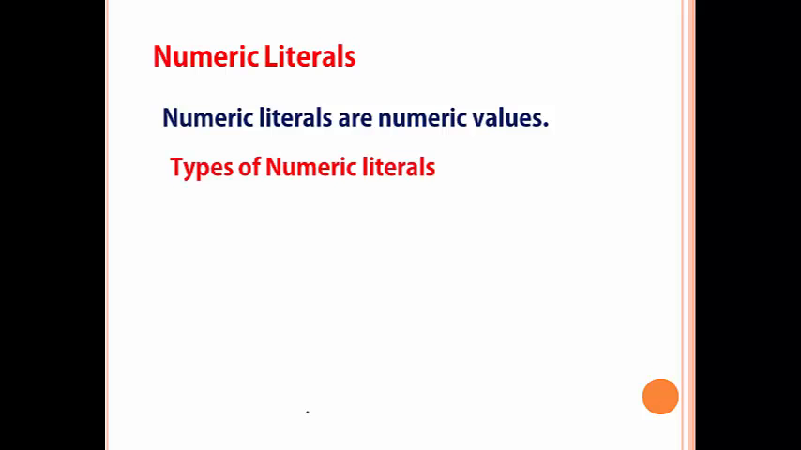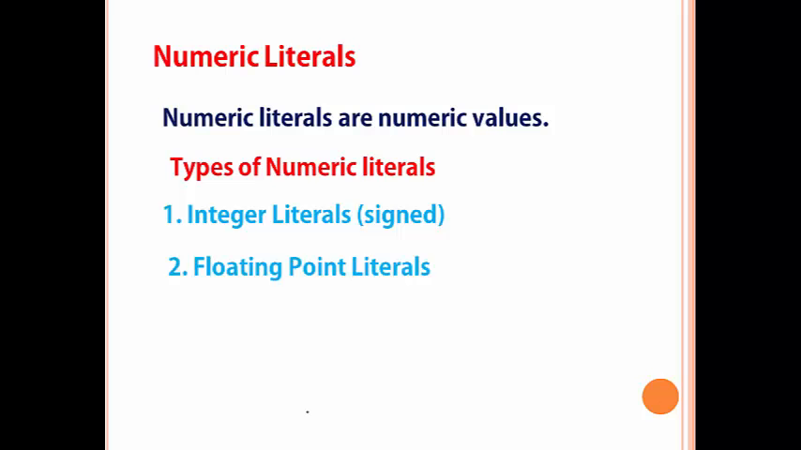So numeric literal is related to the numbers only. The numeric values are called numeric literals, and there are different types of numeric literals like integer, floating point literals and complex number literal. So these 3 types of numeric literals, and first let's learn about integer literals. These are the example of integer literal.